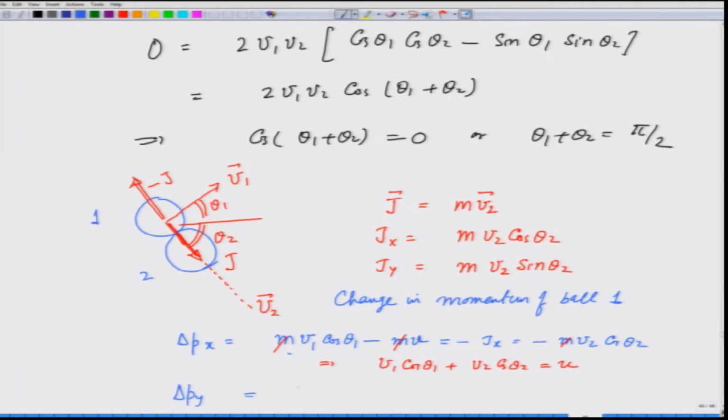Similarly, delta Py is equal to m V1 sine of theta 1 minus initial momentum, which was 0, and this should be minus Jy, which is equal to minus m V2 sin theta 2, which gives you V1 sin theta 1 plus V2 sin theta 2 is equal to 0. This sign problem is coming because again I am taking V1 and V2 to be in the same direction, but that is not a problem. So, what you see here is that this equation of momentum conservation actually comes from Newton's third law, where J are acting in equal and opposite way on the two balls.